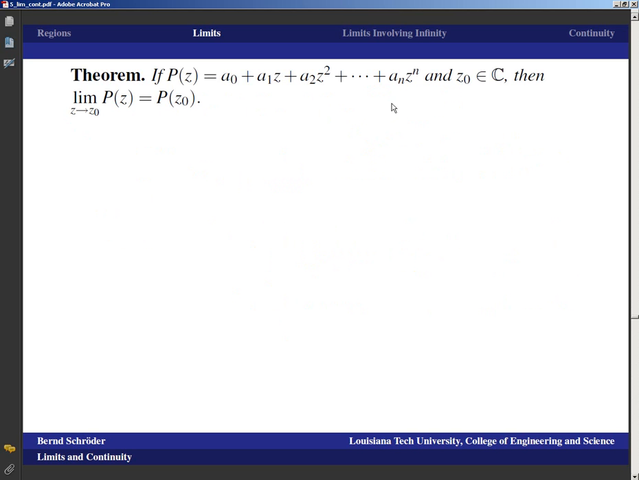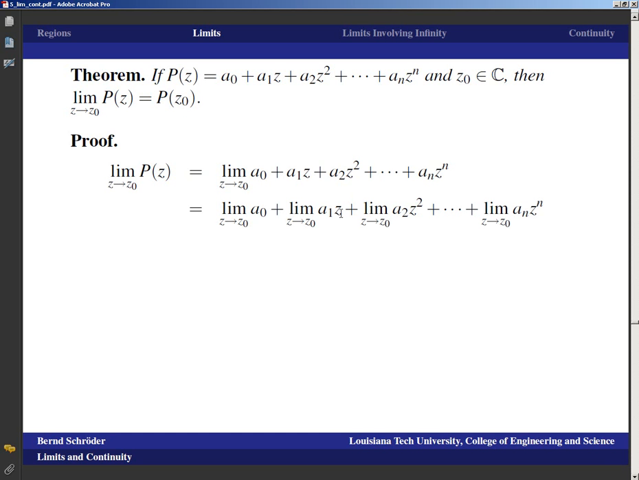If you have a polynomial, and of course polynomials are very natural functions to consider, and you've got a point in the complex plane, then the limit as z goes to z0 of the polynomial is the polynomial at z0. And the proof of that now is actually very much calculus style. Now that we've got these powerful laws, we realize the limit of the polynomial is the limit of, well, the expression that gives us the polynomial, but the expression is a sum. And the limit of a sum is the sum of the limits.